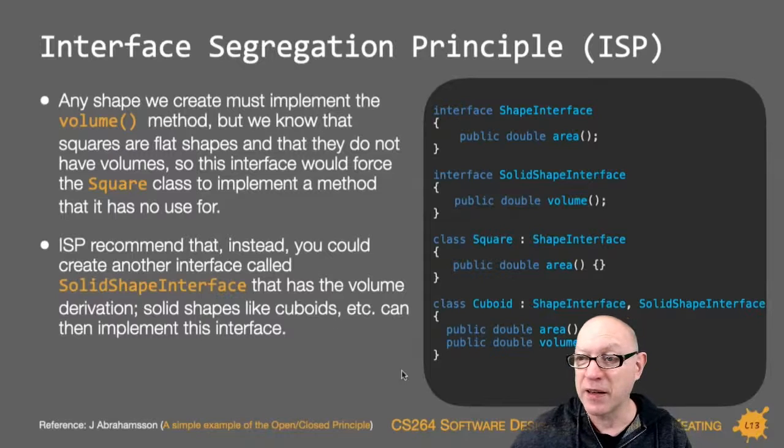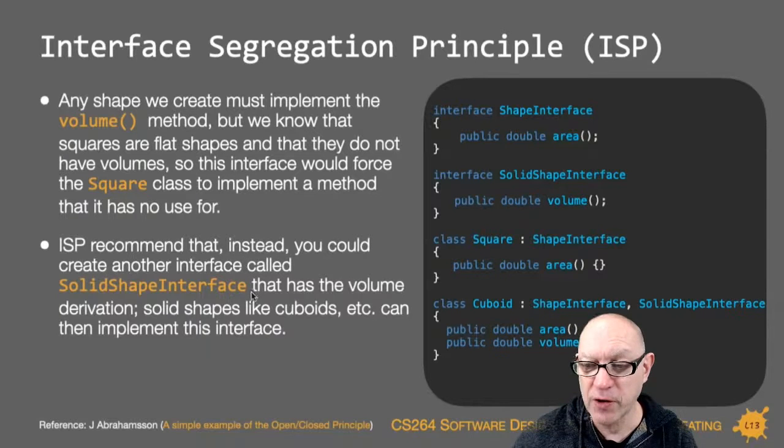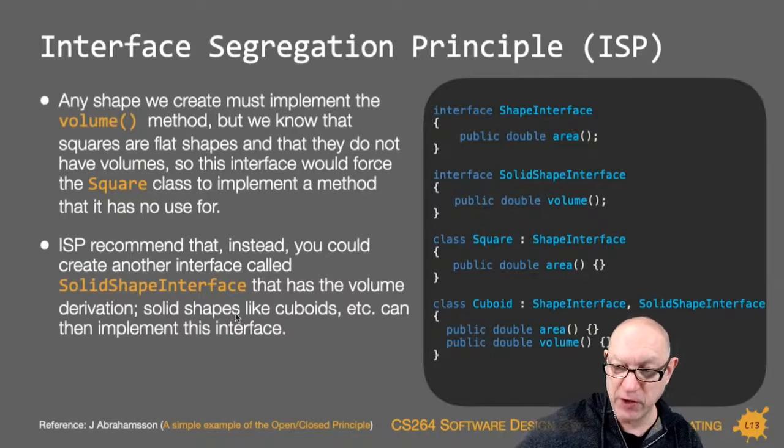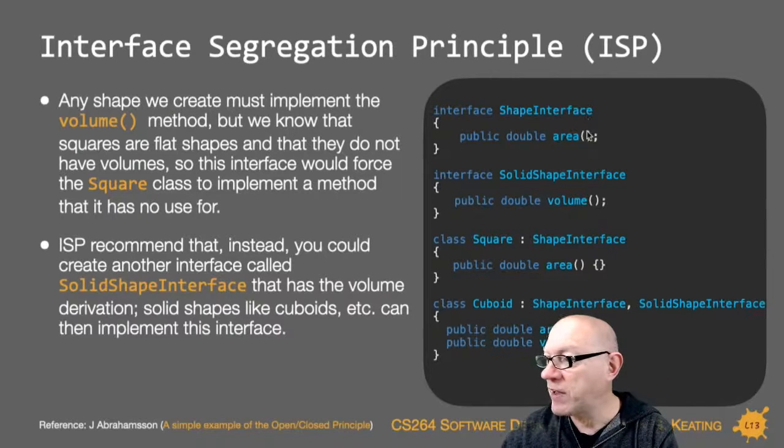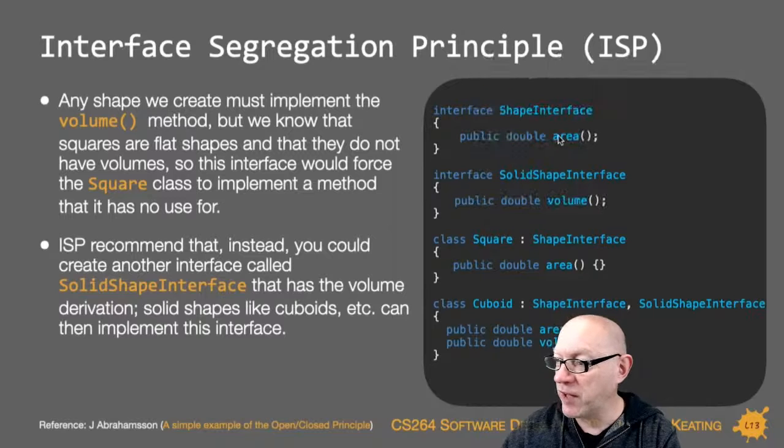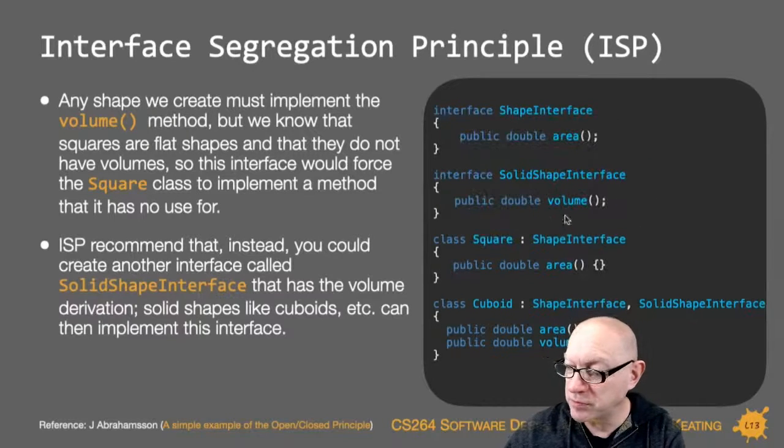So ISP, the interface segregation principle, recommends that you create another interface called the solid shape interface that has the volume derivation. Solid shapes like cuboids can then implement that interface. So here we have our shape interface that does the area calculations, and our solid shape interface that does the volume methods.